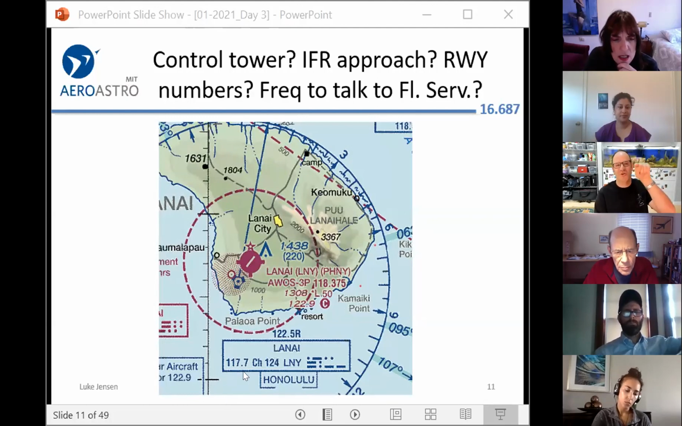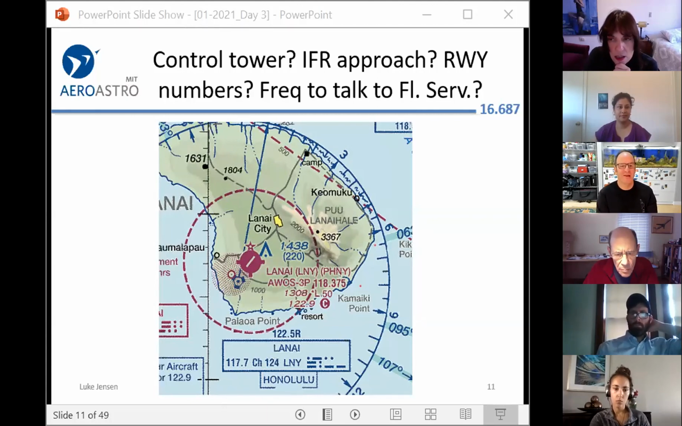You have to tune your audio. You have to push a button on your audio panel to hear the nav. That channel 124, you can ignore that as a civilian pilot. I think maybe there's some military equipment that has these numbered channels, but we never see that. So it's always just 117.7. So there's a lot to learn actually just from this one chart.